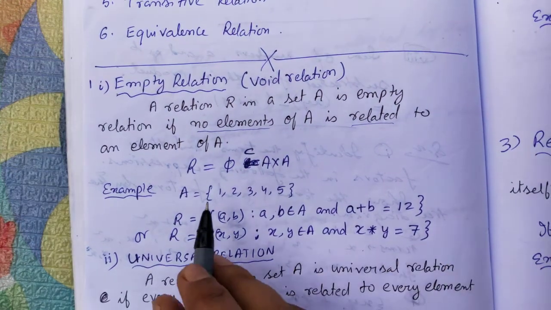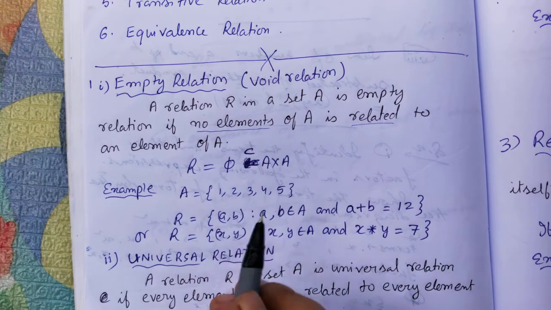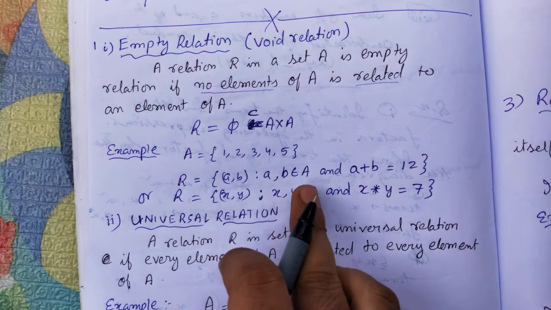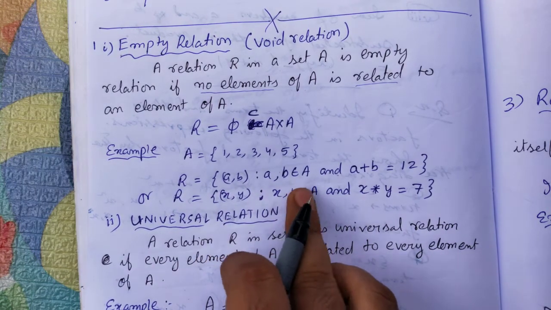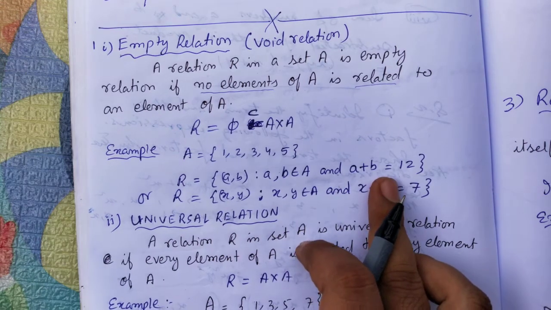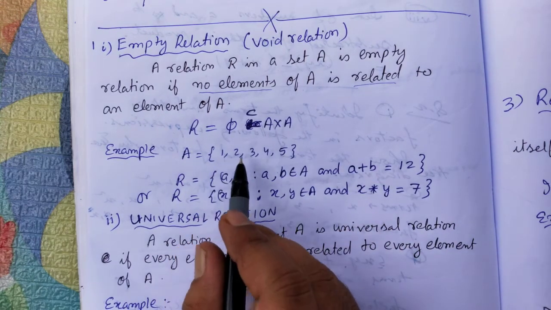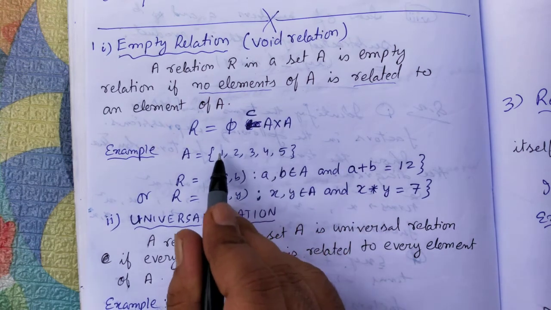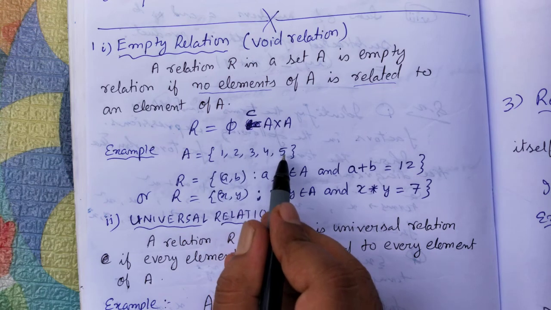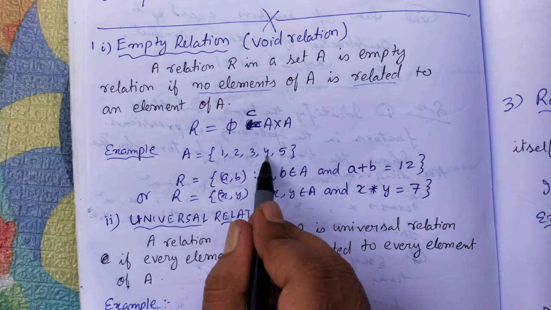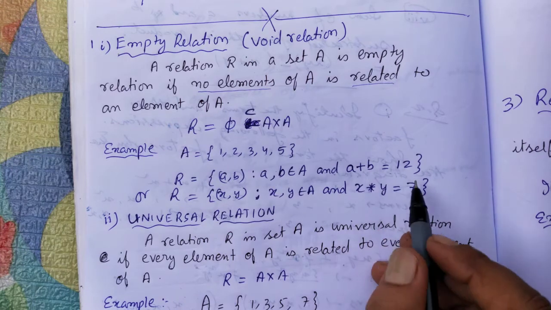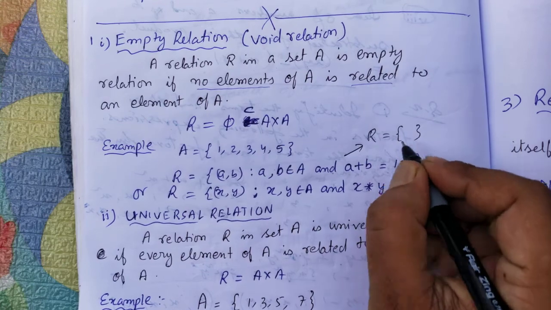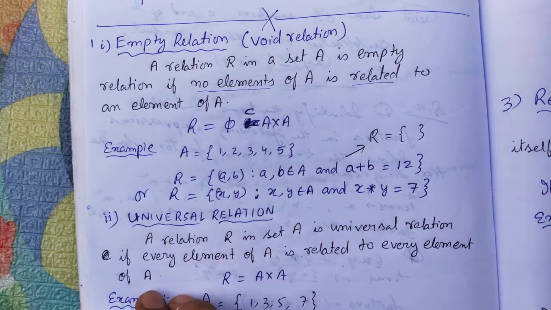For example, suppose A is given as 1, 2, 3, 4, 5 and the relation is given as a belongs to A and b belongs to A, and a plus b is 12. Now try to find a relation where if I add any two numbers from here, the sum is 12. Can you get any number? Even if I take the maximum two numbers, 5 plus 4 is 9. We are not getting 12. So the relation R becomes empty. We cannot find the sum as 12.